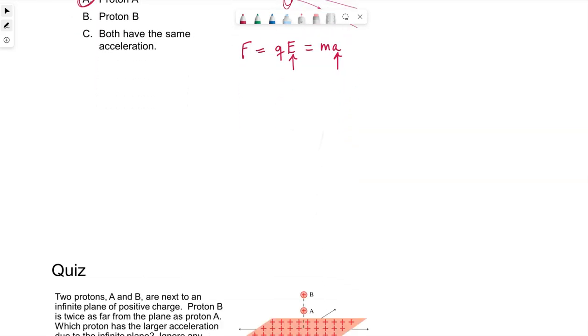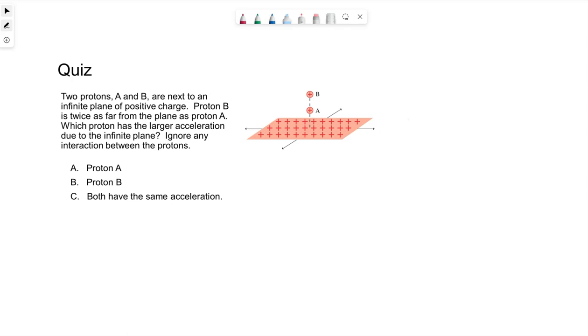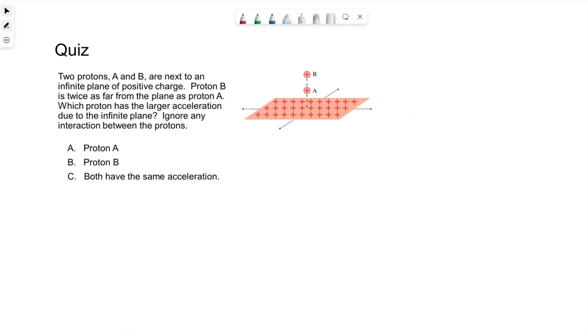All right. Here's another question. Correct answer here is C.